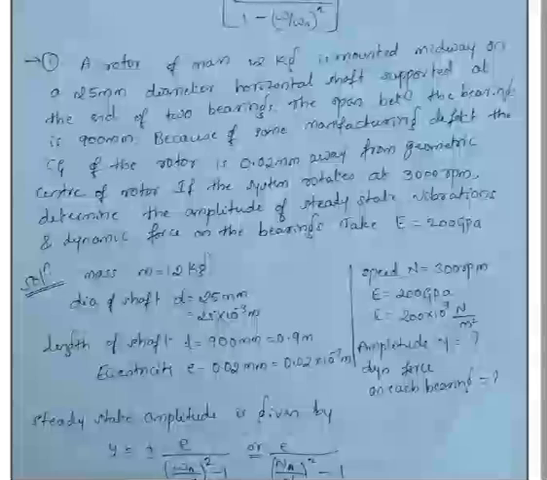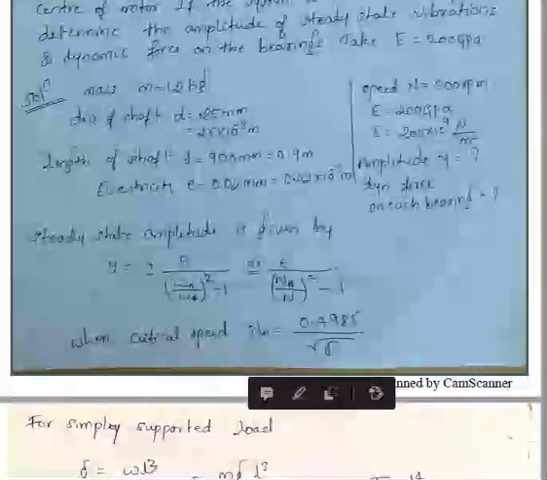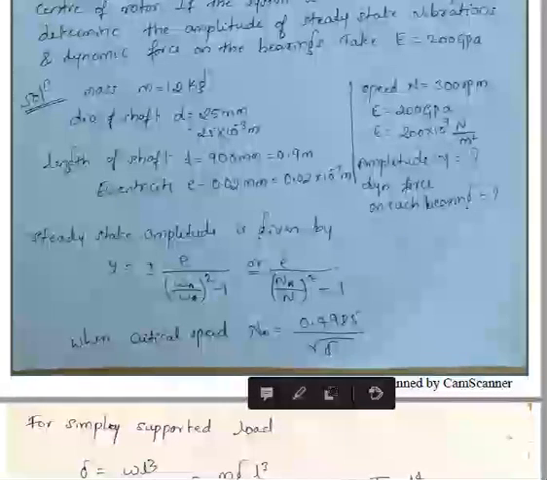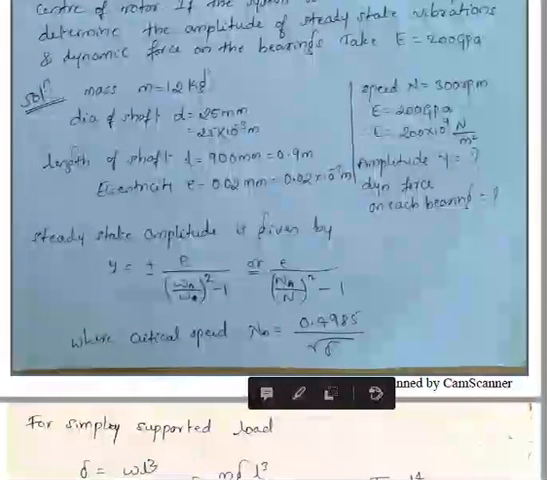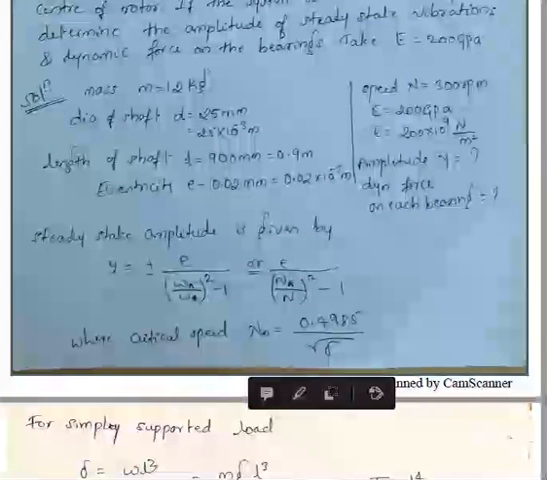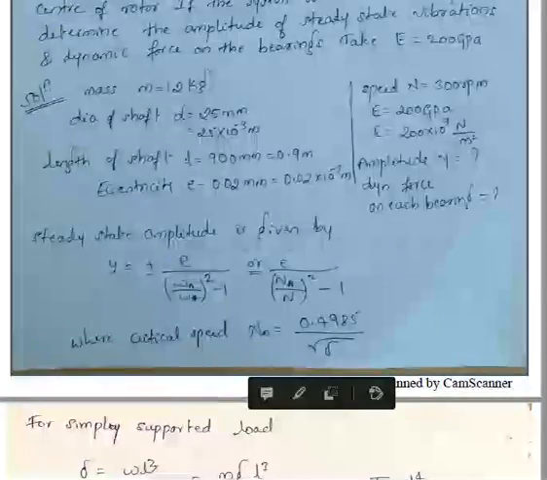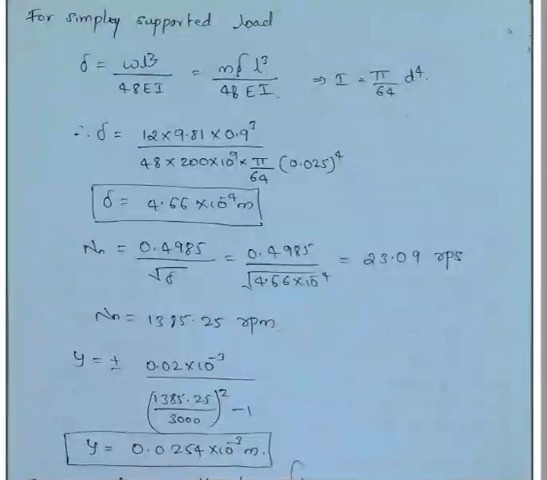Okay. So now we have the equation. The steady state amplitude is given by y equal to plus or minus e divided by (omega n by omega) whole square minus 1. Or in place of omega n, we can directly substitute Nn by N. But we know that the critical speed is given by Nn equal to 0.4985 divided by root of delta, where delta is the static deflection. Here it is mounted on two bearings, so the condition is a simply supported beam. For a simply supported beam, the static deflection is given by W L cube divided by 48 E I, where W is m into g and I is pi by 64 into D raised to 4.